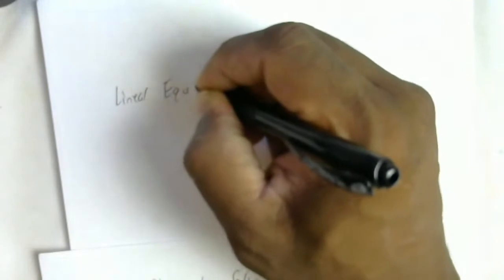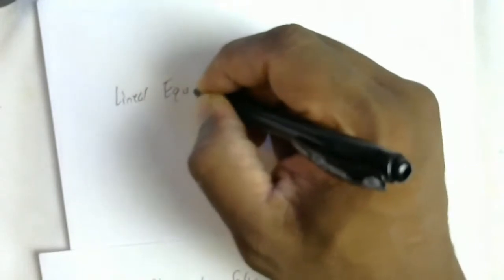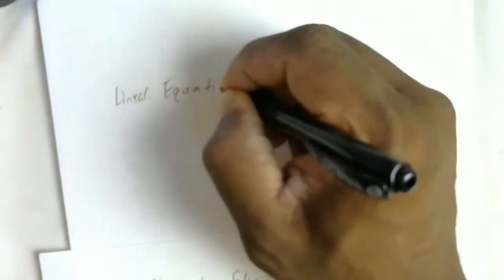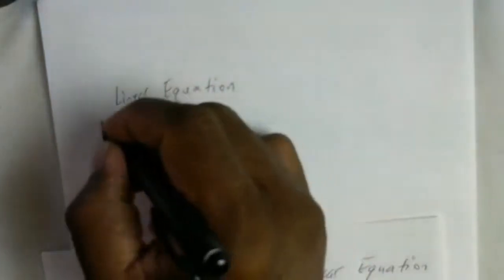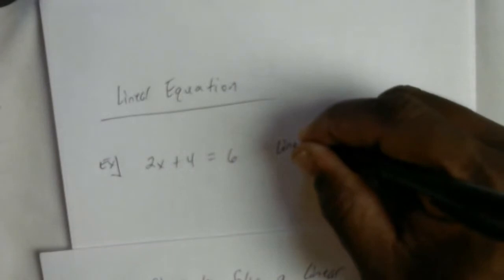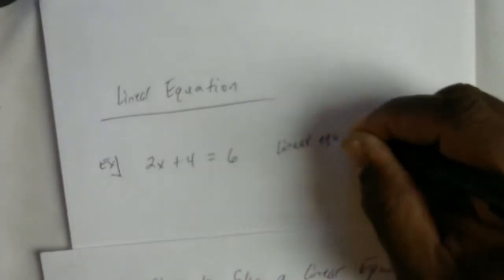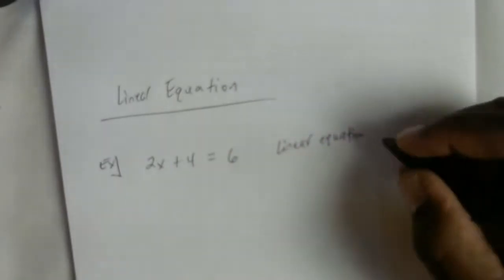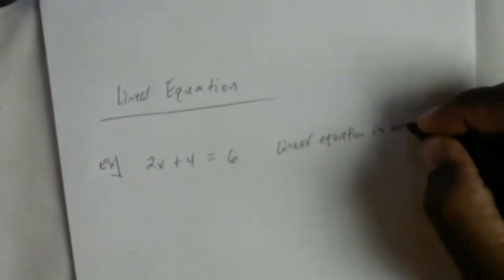So a linear equation, here's just some examples. 2x plus 4 is equal to 6. Right? This would be a linear equation in one variable.